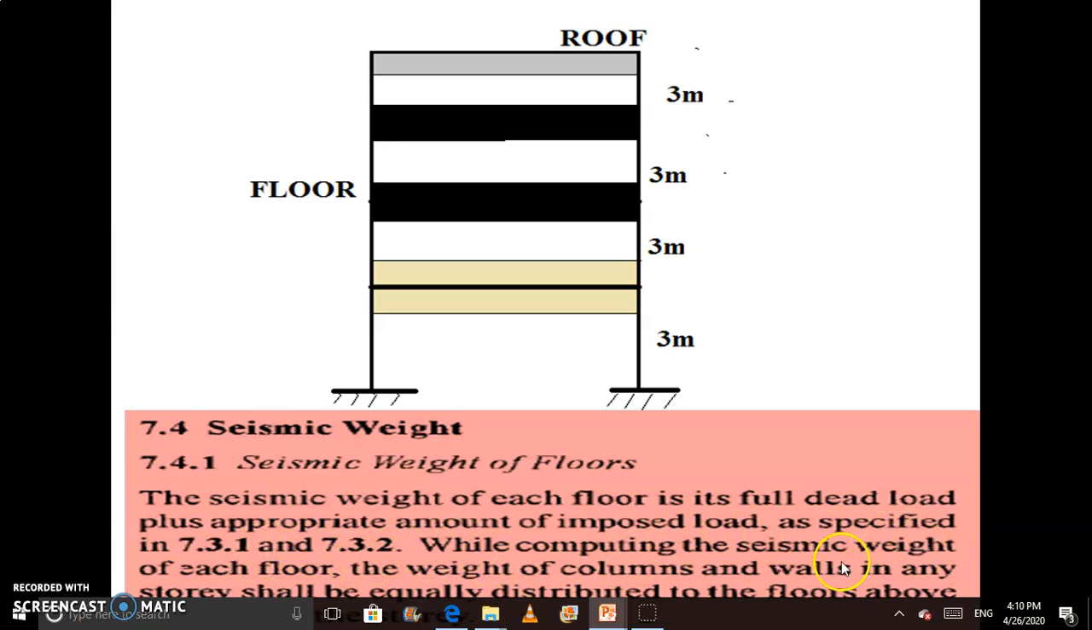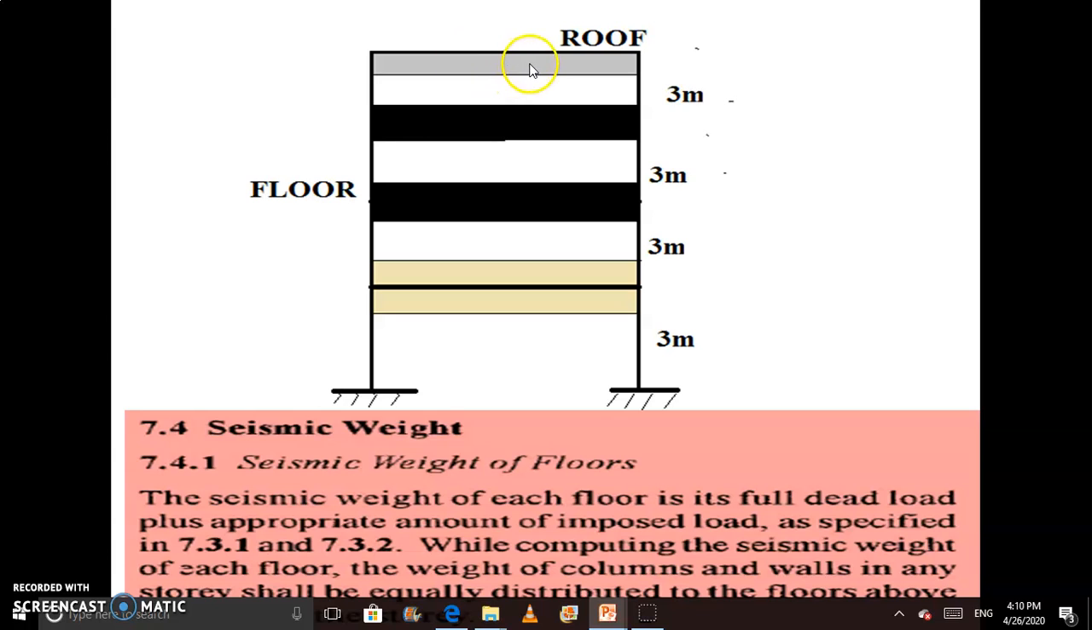While computing the seismic weight of each floor, the weight of columns and walls in any story shall be equally distributed to the floors above and below the story. Means above and below the story, we have to count. This is not 3, this is the total 3. So for the first floor this is 3, this 3, for the third floor this 3.